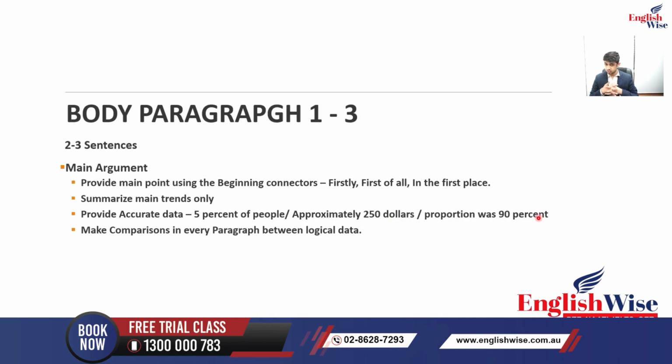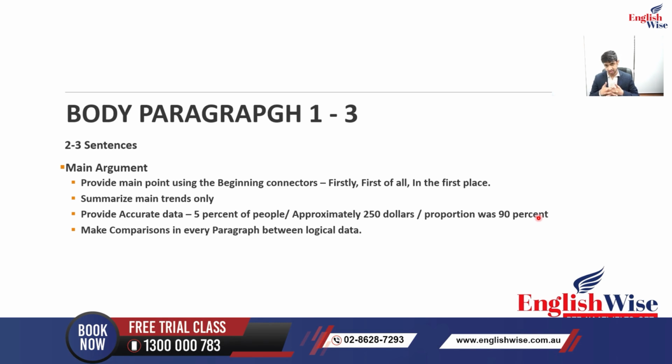Moving to body paragraphs 1 to 3, you have to provide a response within 2 to 3 sentences in each body paragraph. For each body paragraph, you will first have to decide what trends you're going to use. This is the brainstorming. You have to utilize your brainstorming here. Provide the main points and try providing them using the initial or beginning connectors. So use words such as firstly, first of all, in the first place, and then provide your data in numerical format. Remember to summarize the main trends only and not elaborate on all the trends.